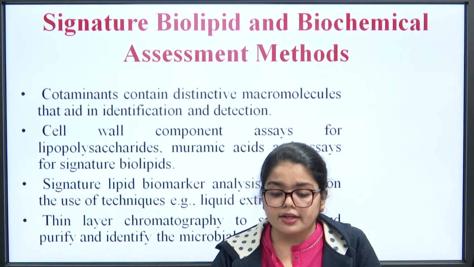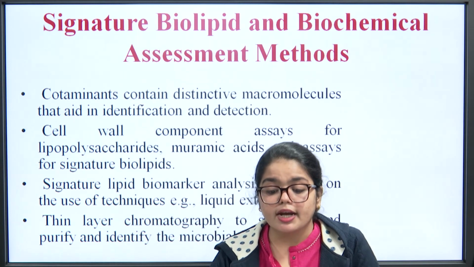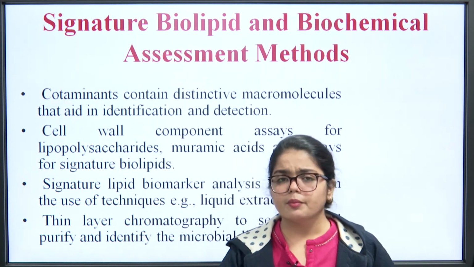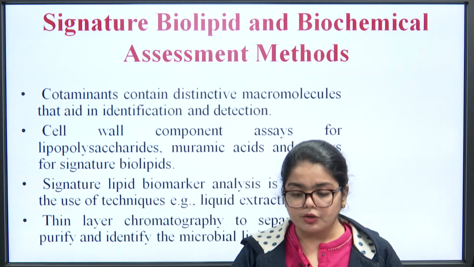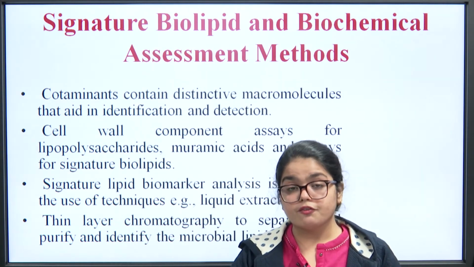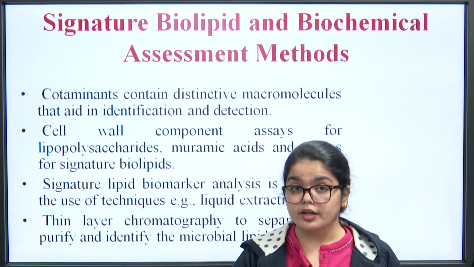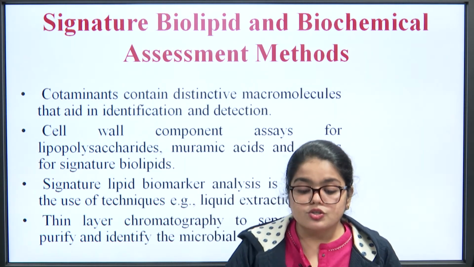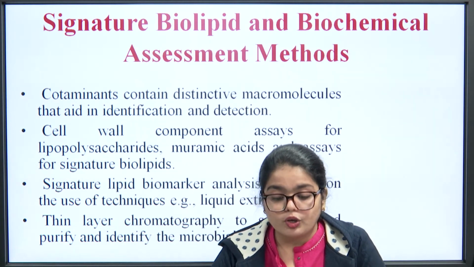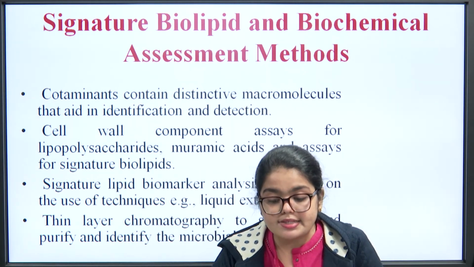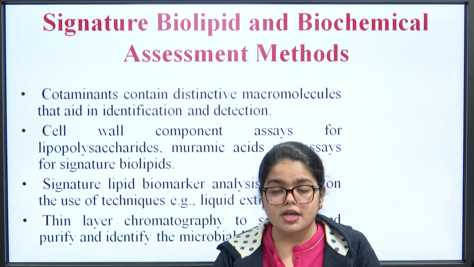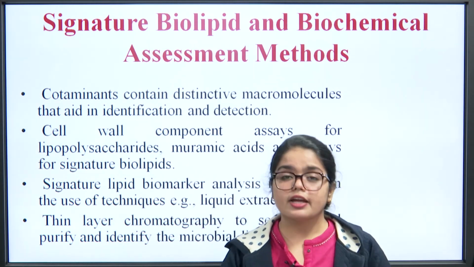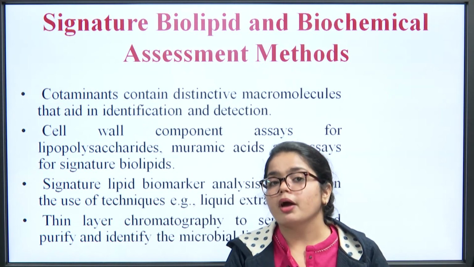Contaminants contain distinctive macromolecules that aid in identification and detection. As I just told you, whatever the contaminants are, they have particular kinds of macromolecules. If we can find out what those particular macromolecules are, we can detect the contaminant. So, cell wall component assays for lipopolysaccharides, muramic acid, and assays for signature biolipids. Signature biolipids specifically refer to substances that are absolutely unique to a particular microorganism.